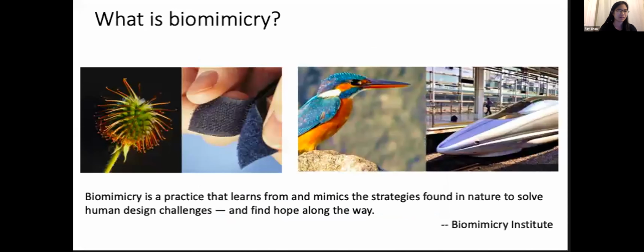Yasmin Kafai went through a great overview of biomimicry. On the left, we have an example again of that hook and loop Velcro. And then on the right, we have a kingfisher. It dives into water to catch fish without a splash. And this shape of the beak was used to optimize the Shinkansen bullet train. And we use biomimicry in a context to take the solutions from nature and then apply them.